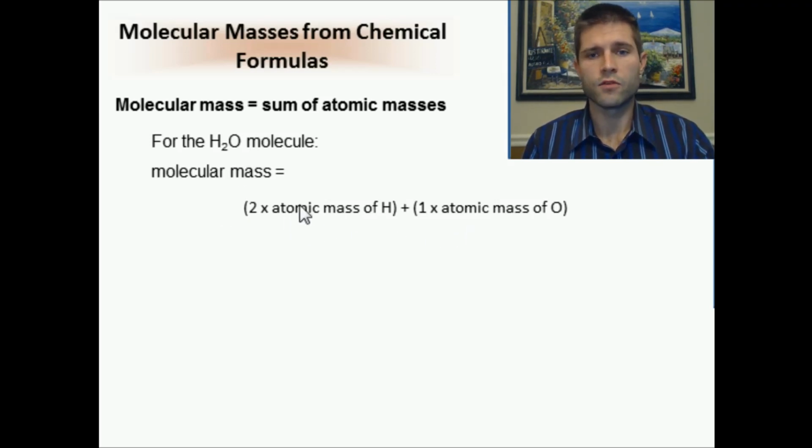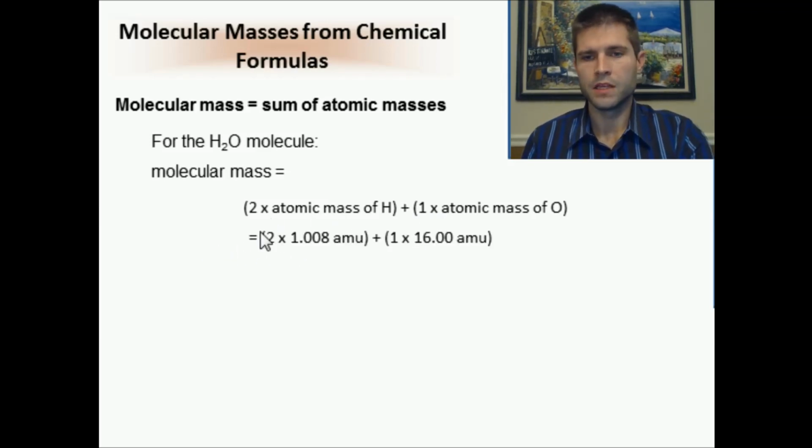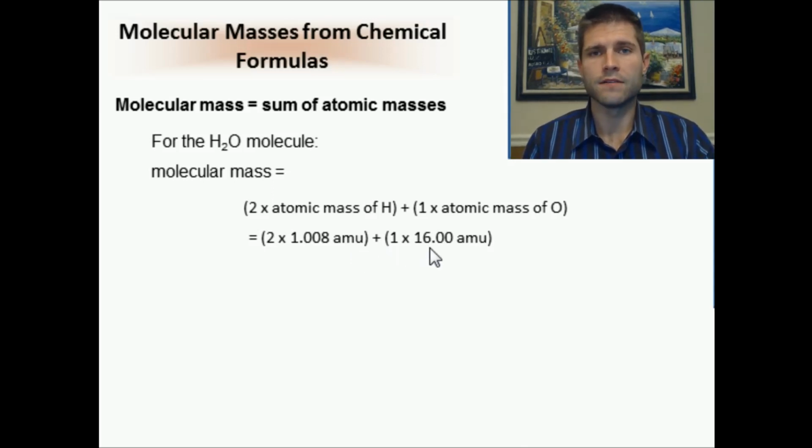We write a simple formula. Molecular mass is equal to the number of each element times their atomic mass, and then added all the way down the entire compound. So there's 2 hydrogens, 1 oxygen. We look up on the periodic table, we see hydrogen is 1.008 AMUs, times 2, and we're going to add to that 1 times the atomic mass of oxygen, which is 16.00 AMU.